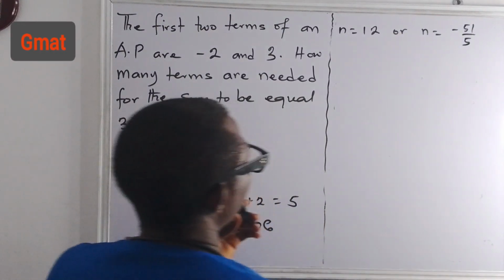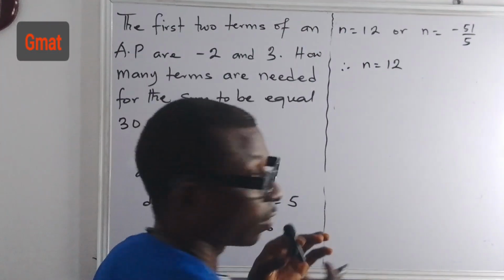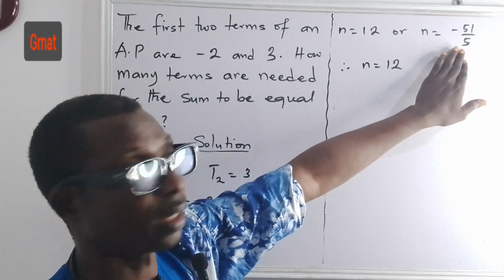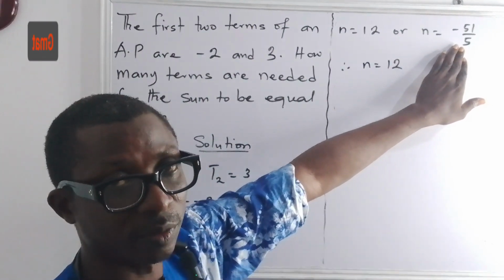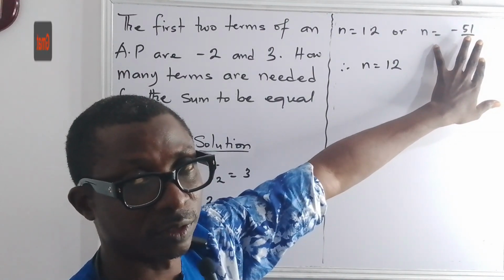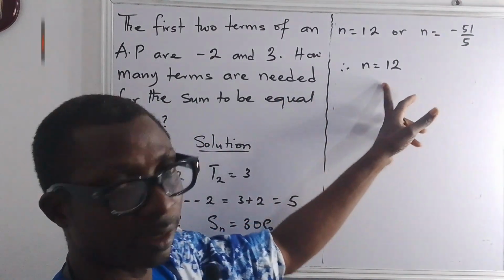All right, so therefore n equals 12. Of course, now n cannot be a decimal number and it cannot be a negative number. So n is not equal to minus 51 over 5. So our answer to this problem is n equals 12.